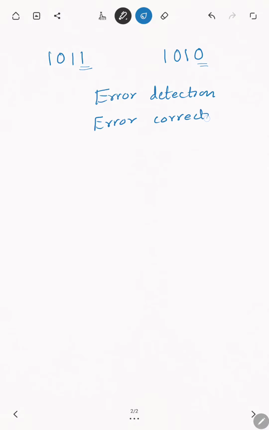Okay, so for these two things that we just now mentioned, that is error detection and error correction, we tend to add some more extra bits to our message. We add some extra bits to our message. Okay, and this process is called encoding.